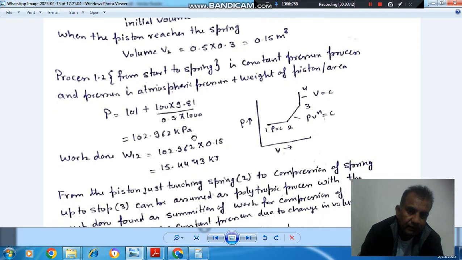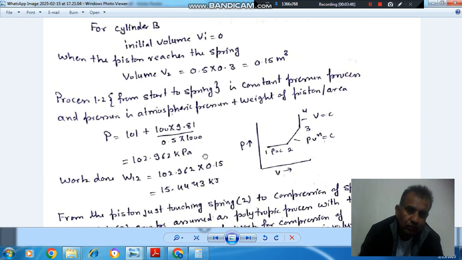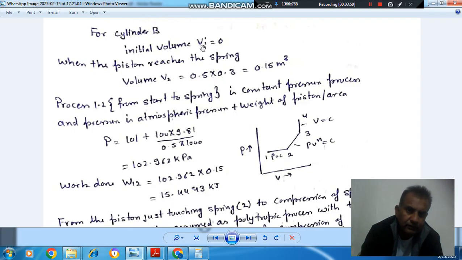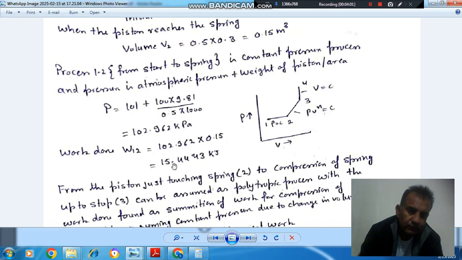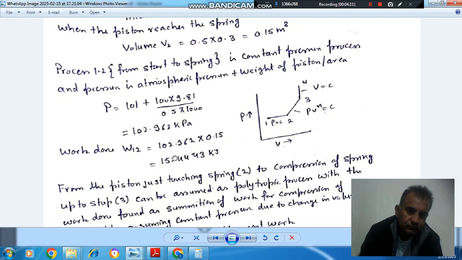Work done in a constant pressure process is pressure into change in volume. If we consider only cylinder B, the initial volume is 0 and the final volume is 0.15, so the change in volume is 0.15. So work done comes out as 15.4443 kilojoule for this process, in kilojoule because pressure is in kPa.